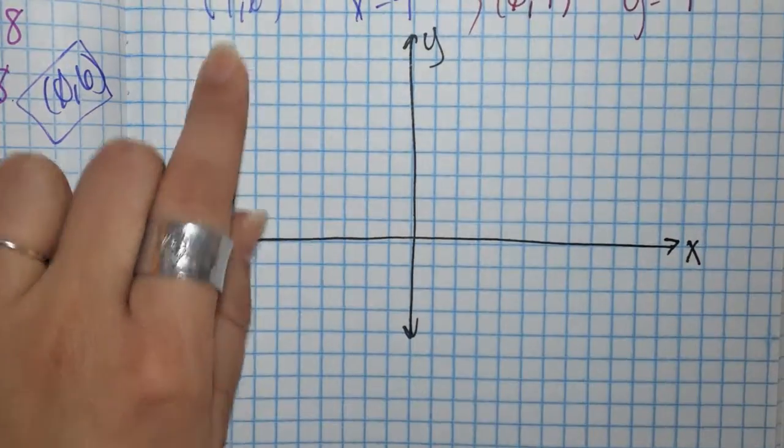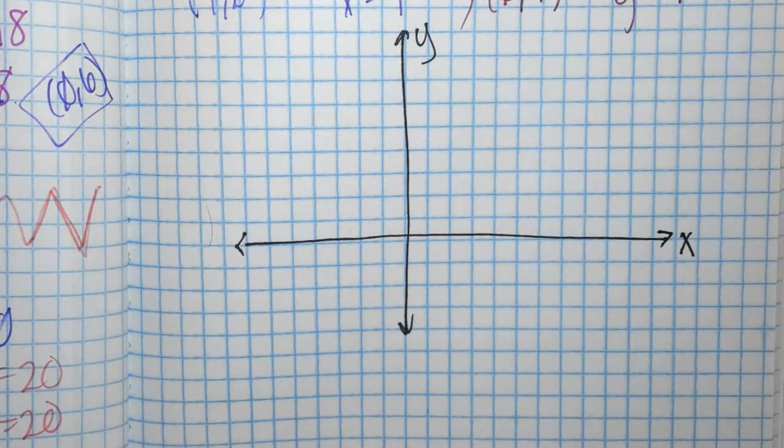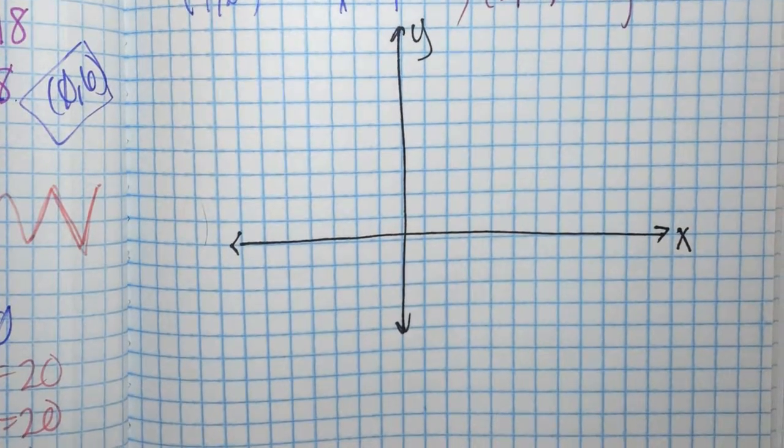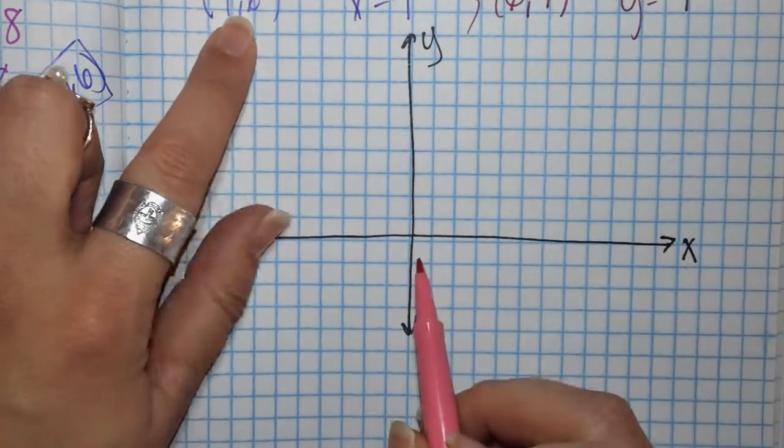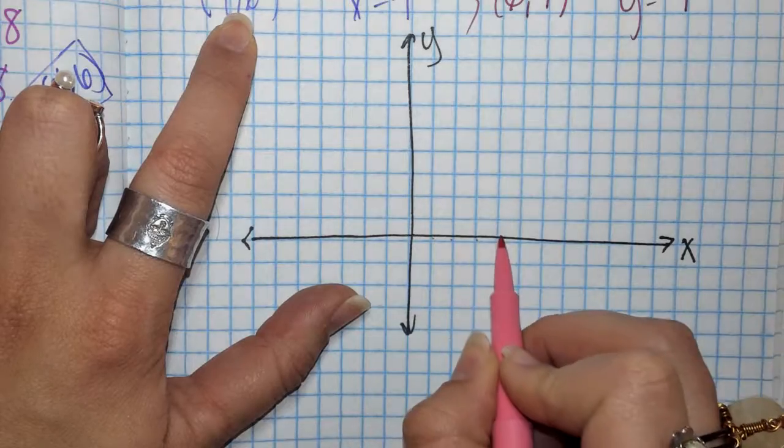So now, tell me what our x-intercept was. 0, 4. 4, 0. So do we go right 4, up 4? Right. 1, 2, 3, 4.